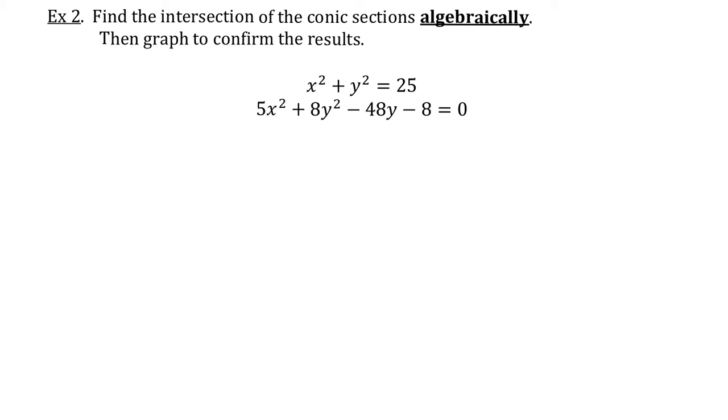Which way am I going to do? I think I'll do elimination. Okay, if you do substitution, I'll show you how I would do that as well. I'm going to cancel the x squareds out. I don't want to do the y squareds because then I'm still going to have this extra y over here, which is no good. So I'm going to multiply the first equation by -5.